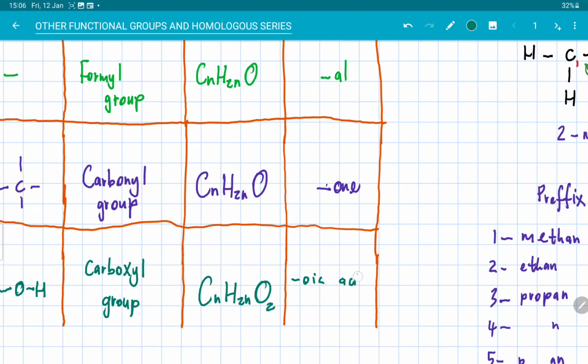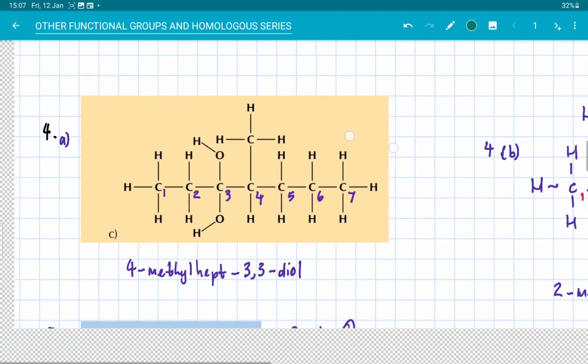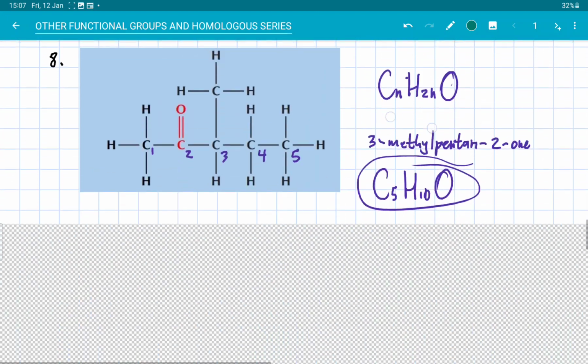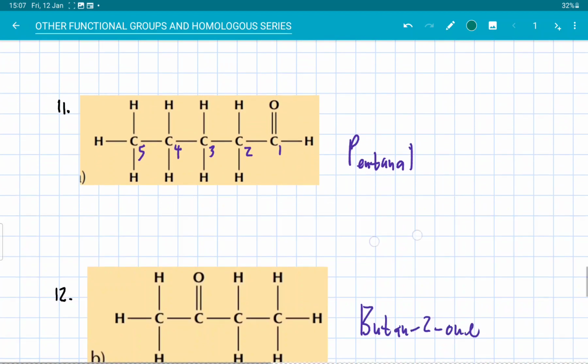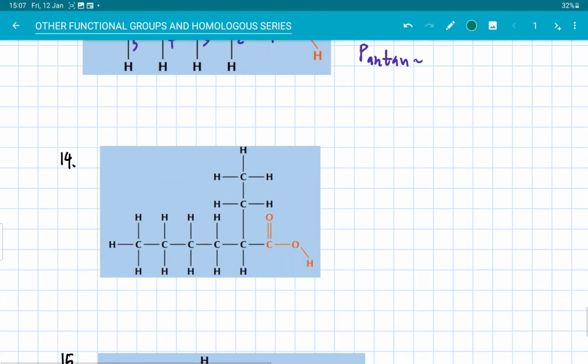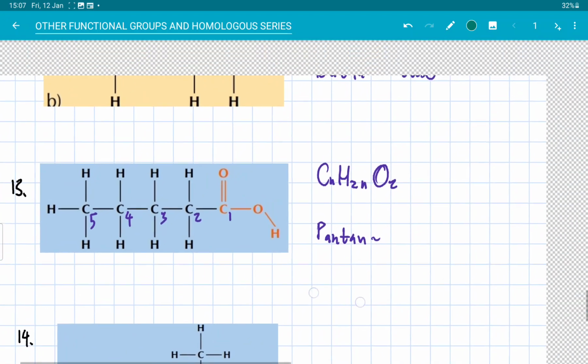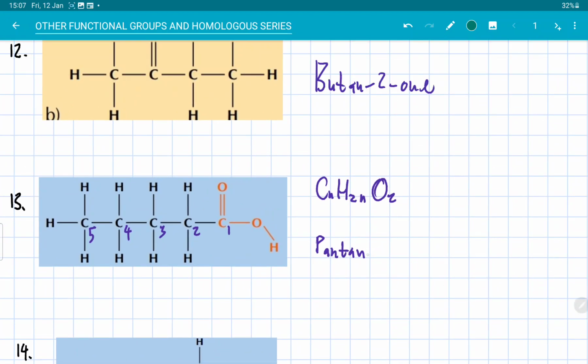Oic acid. So because the functional group here is only at carbon 1, we will never mention the position. So methanoic acid, ethanoic acid, propanoic acid, butanoic acid, pentanoic acid, hexanoic acid, heptanoic. That's the drill. So basically, if there's no branch, I just need to count the number of carbons present in the molecule, then name it accordingly. Because I have 5 carbons here, let's make this a pentanoic acid.